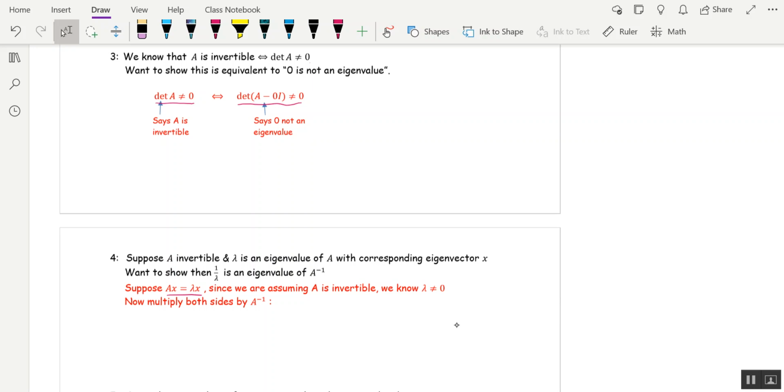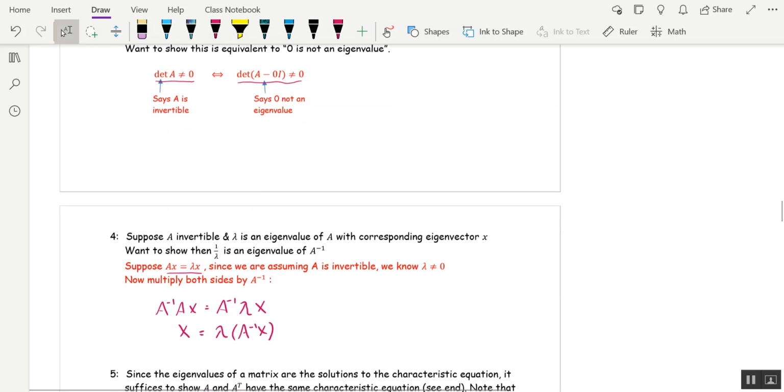Okay, now multiply both sides on the left by A inverse. A inverse Ax equals A inverse lambda x. So on the left I have x, and on the right, pull out the lambda, I have lambda A inverse x. Now, since lambda is not equal to 0, I can divide by it. 1 over lambda x equals A inverse x. Well, that does it. If you read it backwards, A inverse x is 1 over lambda times x.